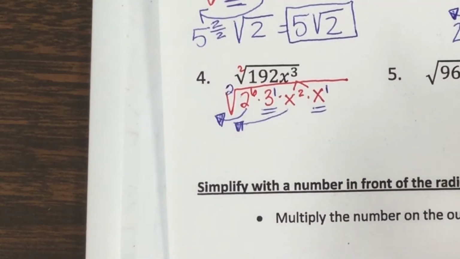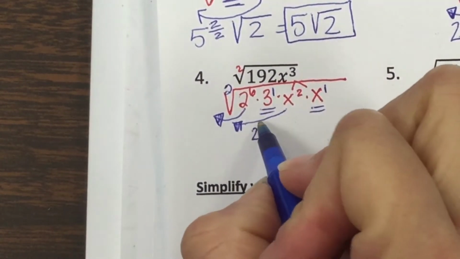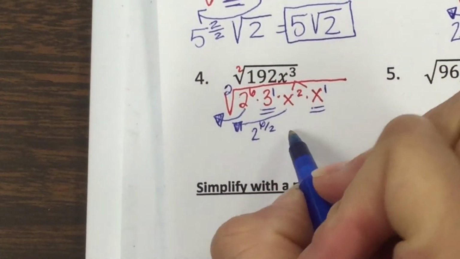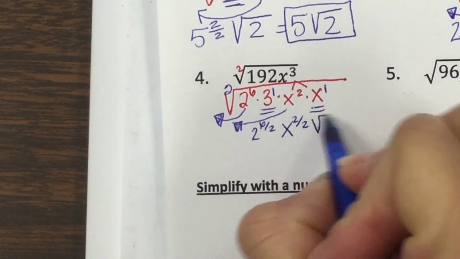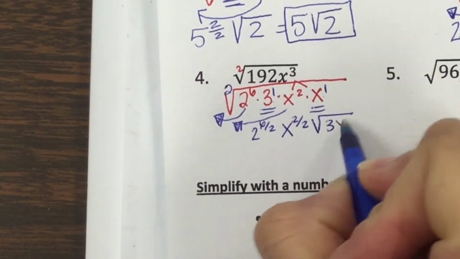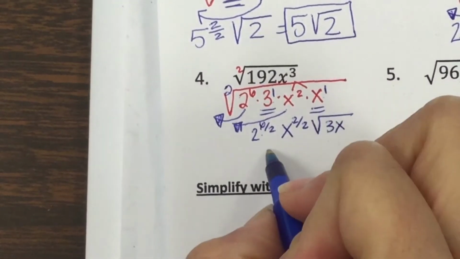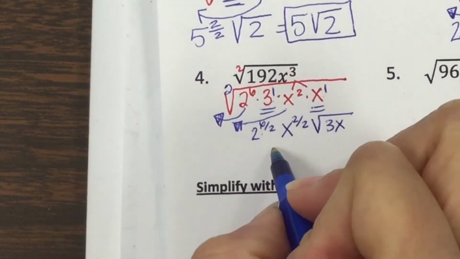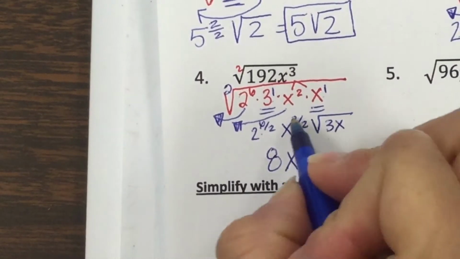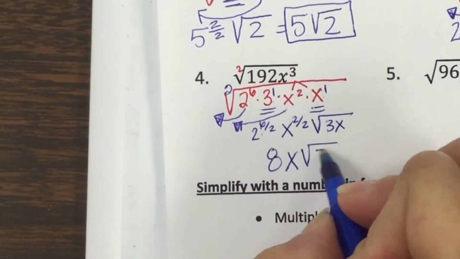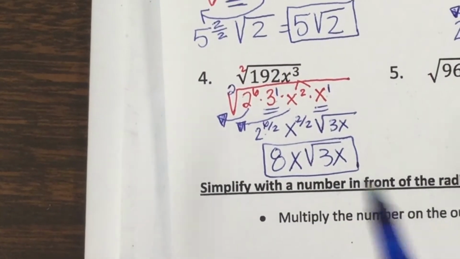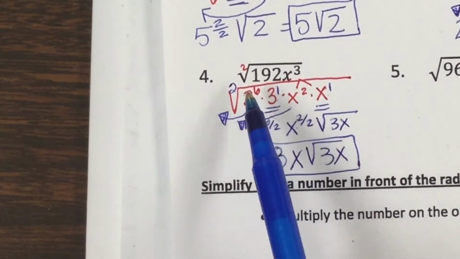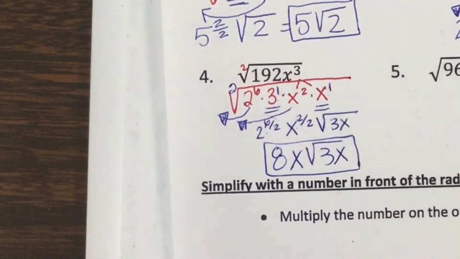So 2 to the 6th power divided by 2, x to the second power divided by 2. Radical 3x stays under. So 2 to the 6 divided by 2 is 2 to the third, which they need to simplify to 8. X, first power, radical 3x. Same thing, they can take 8 radical 3x and check if it's the same thing as radical 192x cubed.